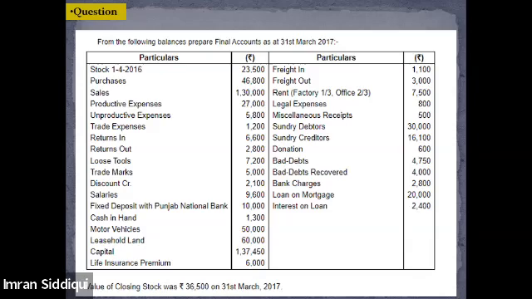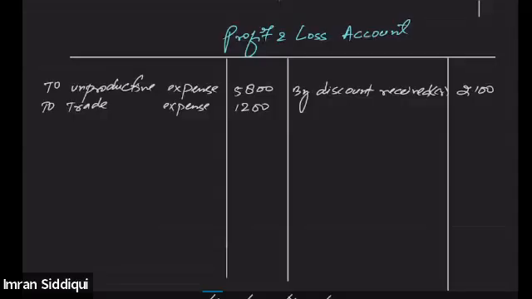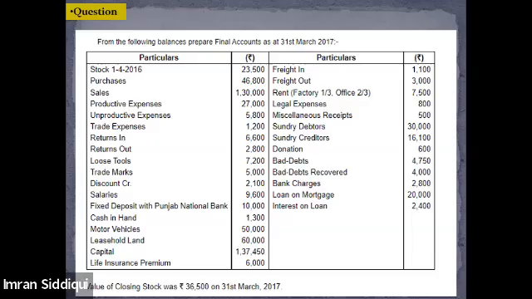So I have already recorded the stock, purchases, sales, productive expense, unproductive expense, trade expenses, return in, return out, loose tools, trademark, discount credit. All right, now I'll be discussing the remaining items. Yes, sir. Is that clear to you, Manisha? Okay. Yes, sir. All right, so moving on to the next item, we have salaries.